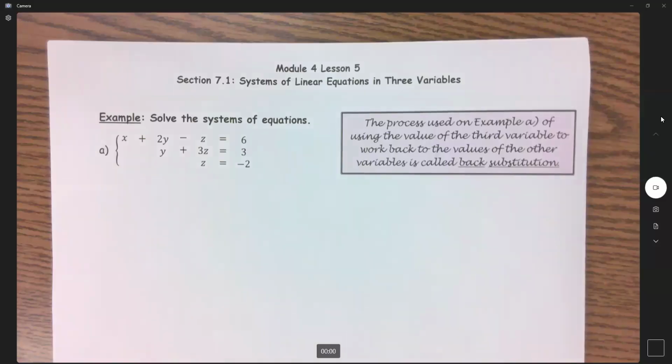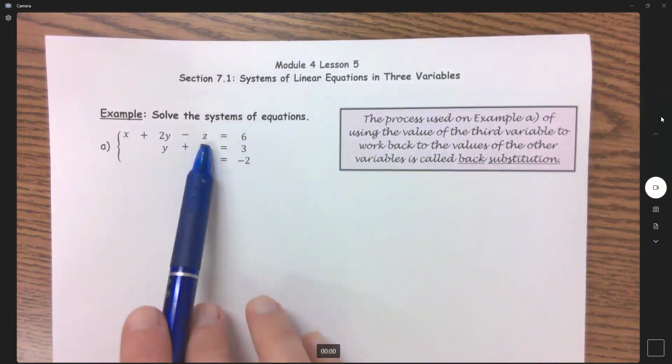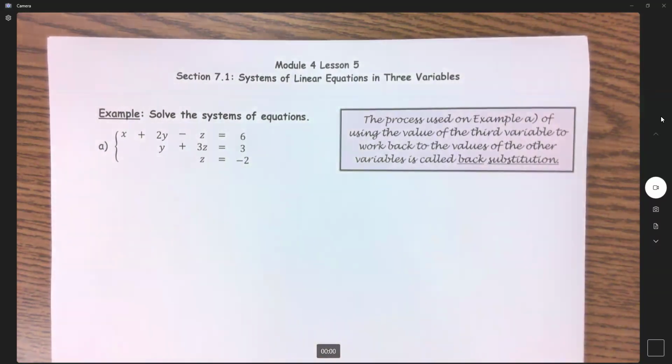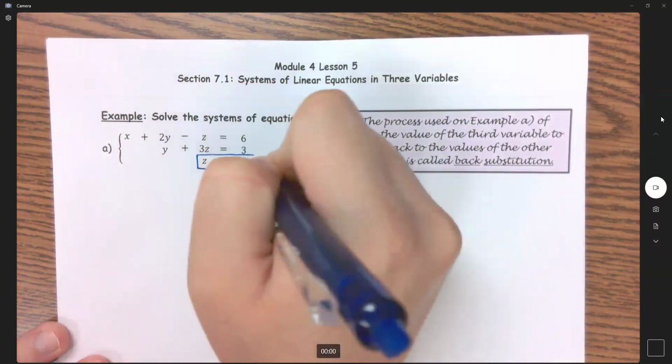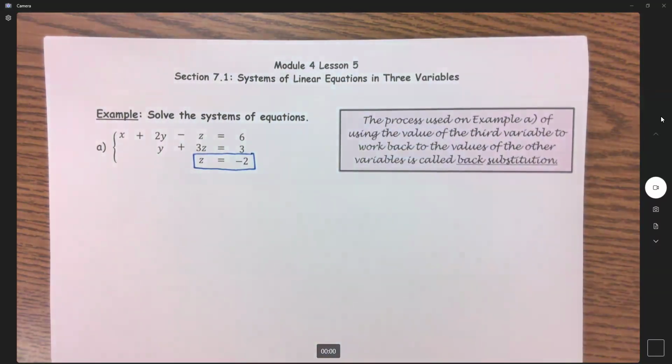We have two examples here, and they both have the instructions to just simply solve the system of equations. So in part A, we have three equations. In my first equation, I have an x, y, and z. In my second one, we have a y and a z. And the third one, we simply have z equals -2. So if I need to solve this system of equations, they have already told me what one variable equals. Z equals -2. So how does that help me get x and y?